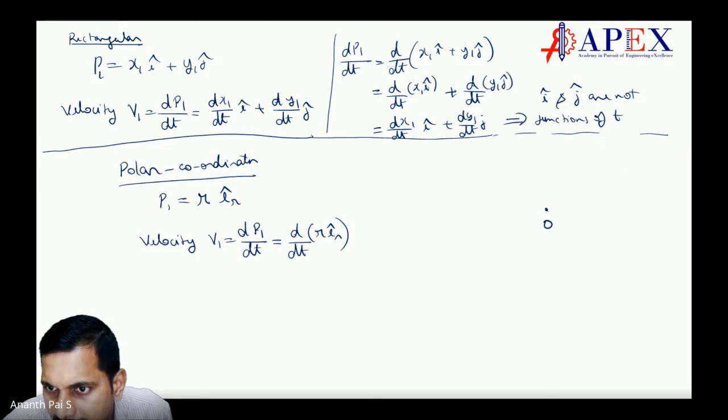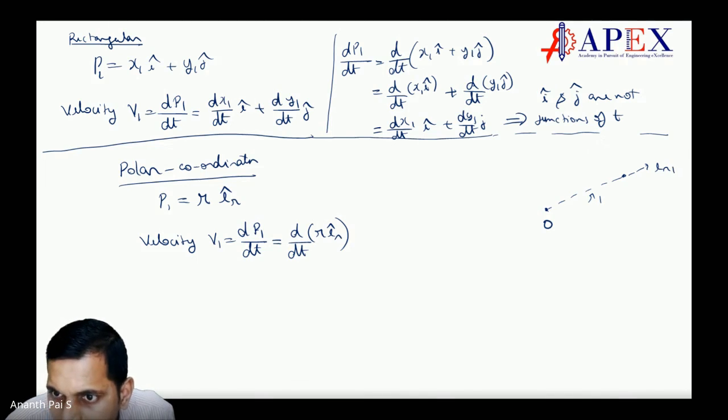Let me write it neatly. Okay, so now here, this is r1, say this is r1, this is er1, this is e theta 1, correct? And this is position 1.